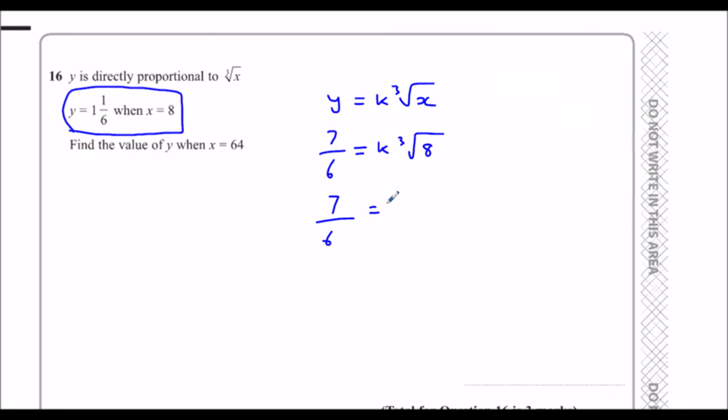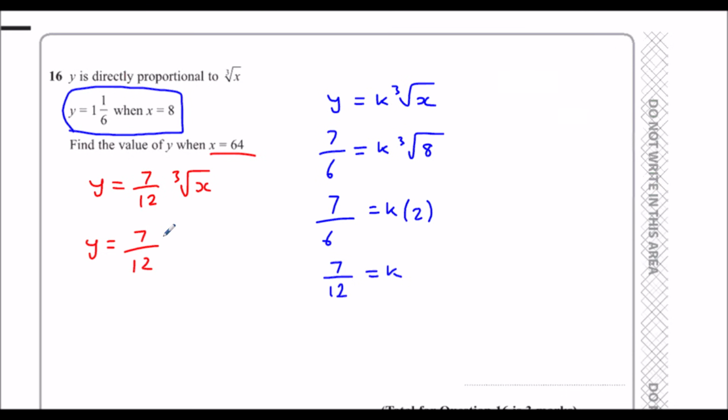So 7/6 is k times, what's the cube root of 8? That's 2. So 7/6 equals k times 2. So I'm going to divide both sides by 2, so that would be 7/12 equals k. So k is 7/12. So we've got our formula now: y equals 7/12 times the cube root of x. Find the value of y when x equals 64. Y equals 7/12 times the cube root of 64. So 7/12, what's the cube root of 64? That's 4. So 7/12 times 4, and that will be 7/3.